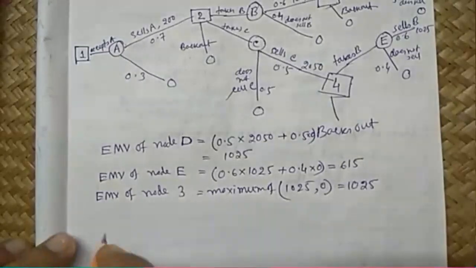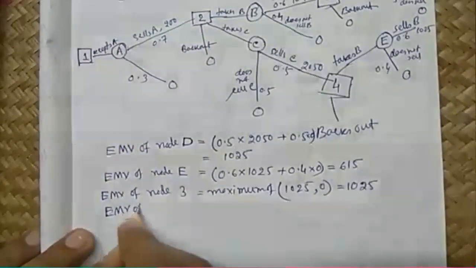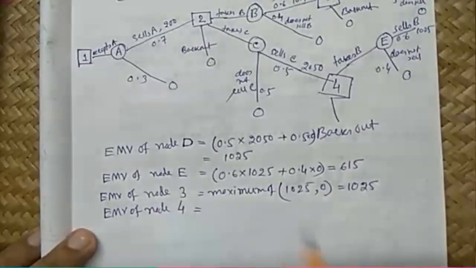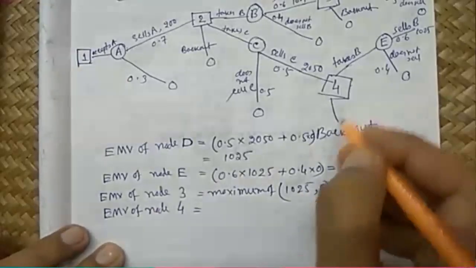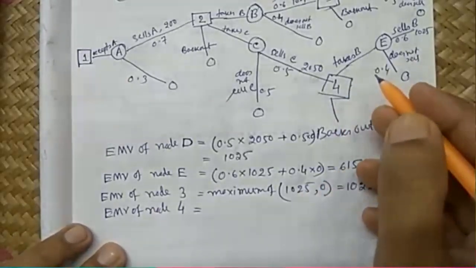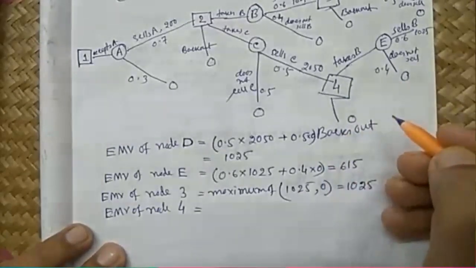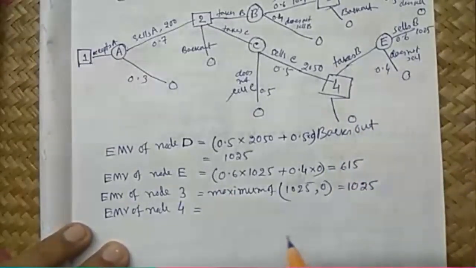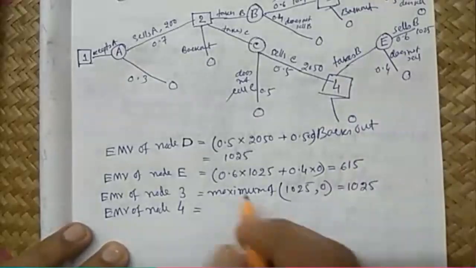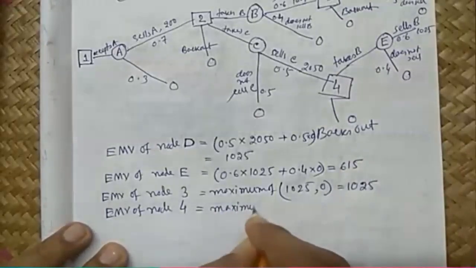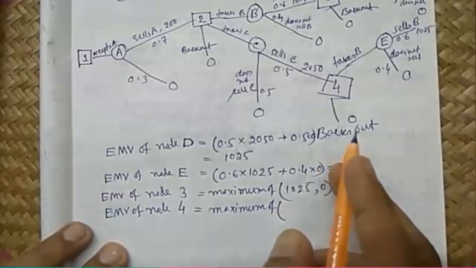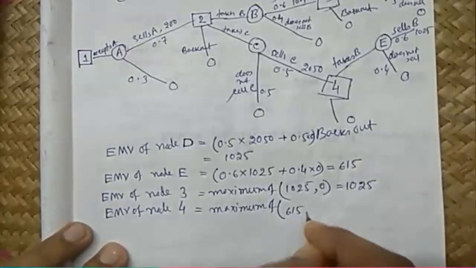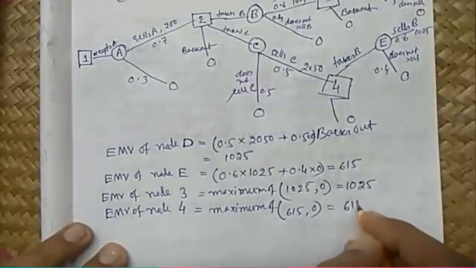Then again, we find out EMV of node 4. Similarly, if he backs out and does not sell B, then he gets 0. And if he takes B, then he gets 615, which is EMV of node E. So he will choose the maximum. The EMV of node 4 will be the maximum of 615 and 0, which is 615.